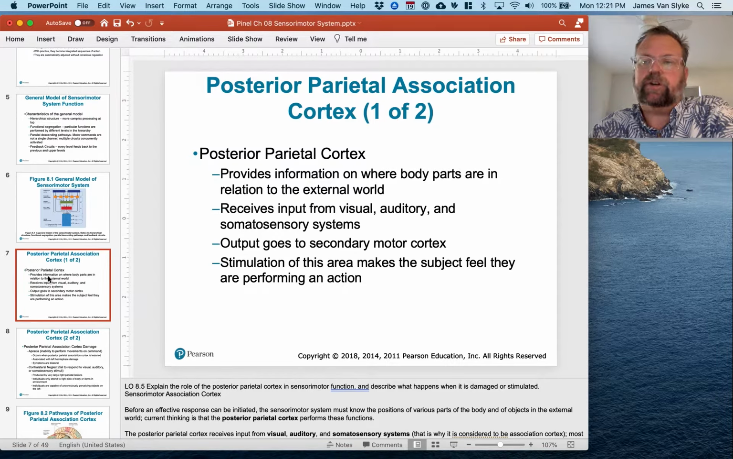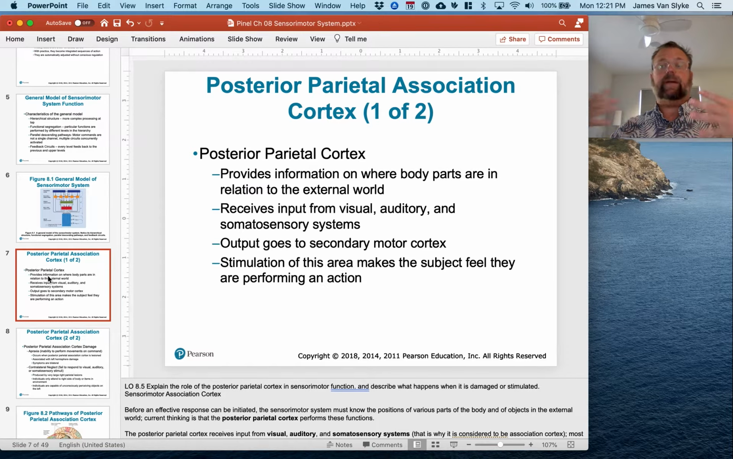Stimulation of posterior parietal cortex gives the sensation or the feeling of doing something, even though you didn't actually do it. And that's because once this area is stimulated, it gives that sense, as if you're giving those types of motor commands that are being sent out to the rest of your body. And that's why you have that sensation that you have.